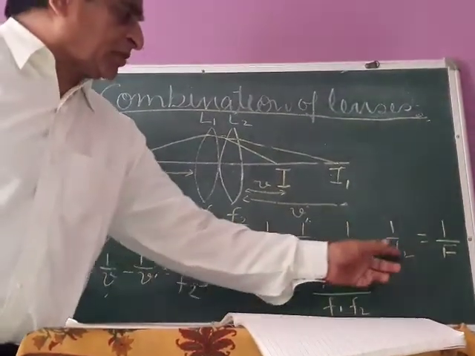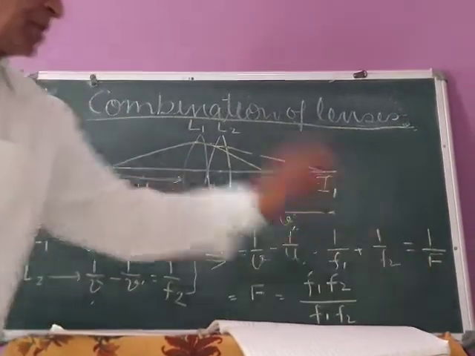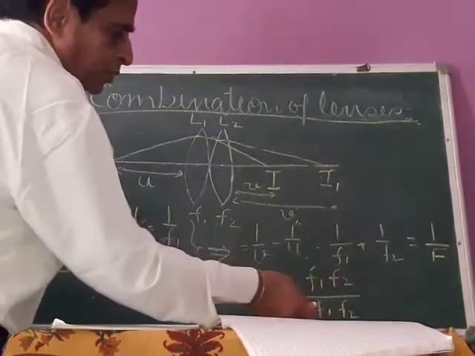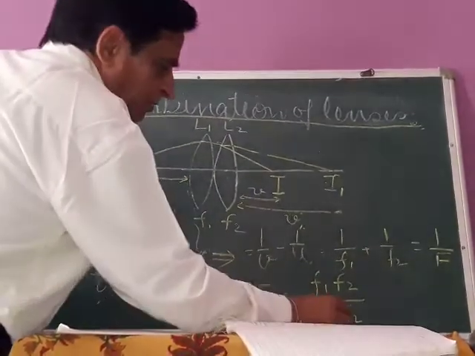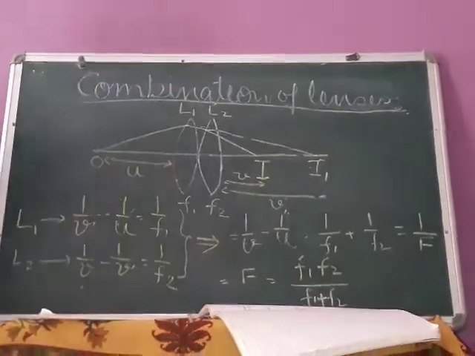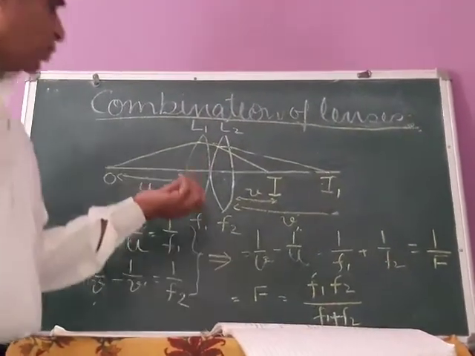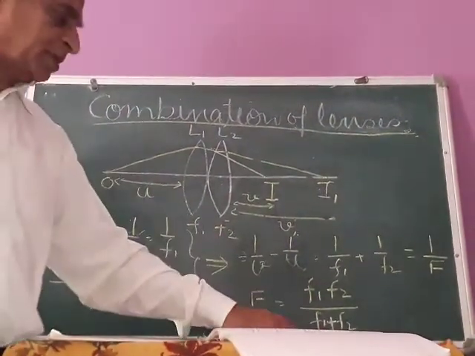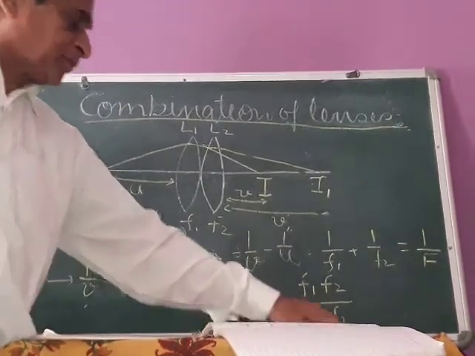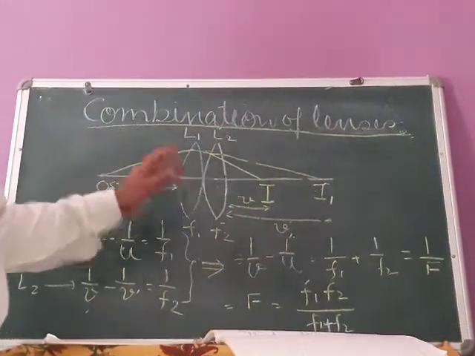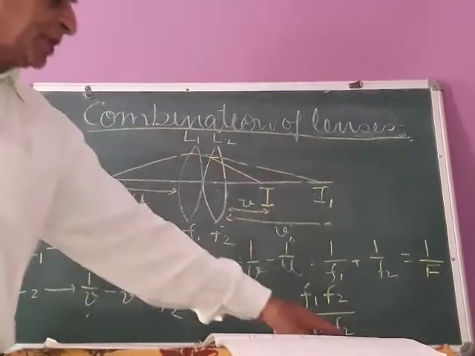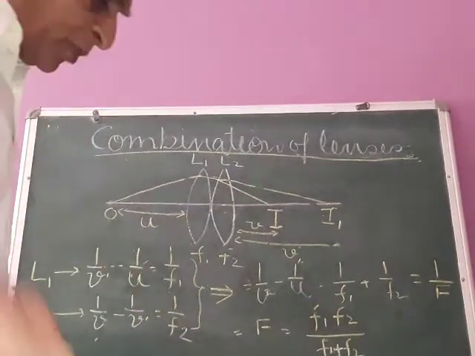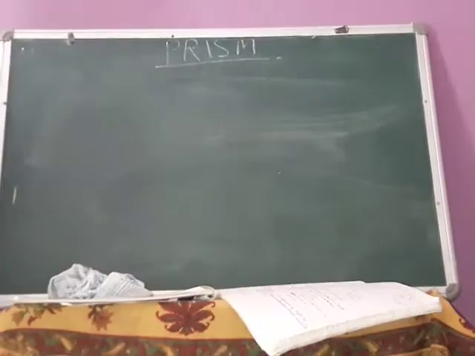So 1 upon F1 plus 1 upon F2 is equal to 1 upon capital F. Capital F is the combined focal length. This comes out to be F1 F2 upon F1 plus F2. Now take care: if both lenses are of the same type, say both are convex, then both F1 and F2 will be positive. But if one is positive and the other is negative, one convex and the other concave, then it becomes F1 minus F2. This you have to take care of.